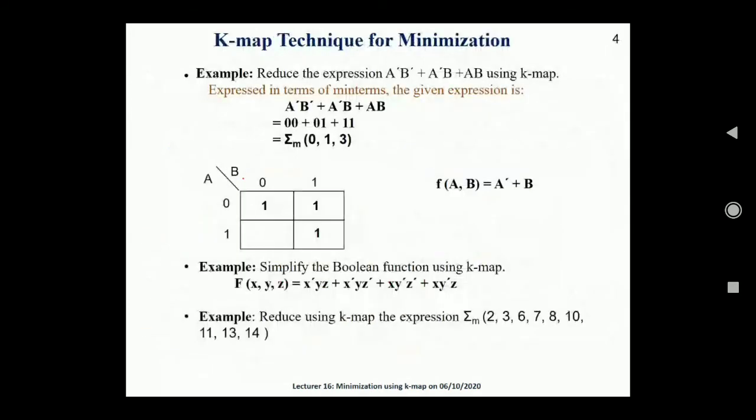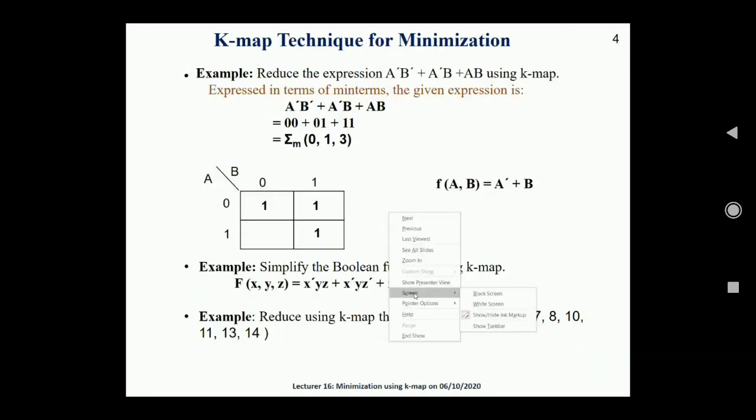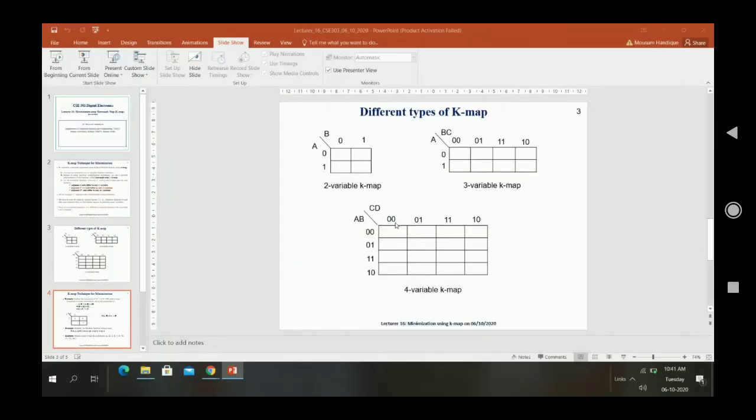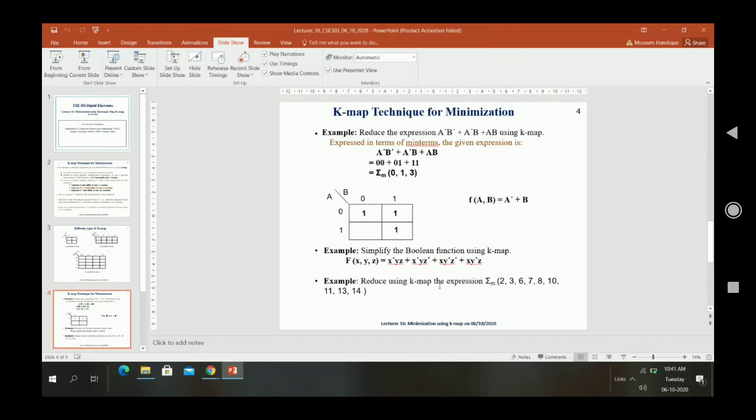Okay, are you getting it? Yes, sir. Okay, and you can easily do this one. This one is also very simple. Just a minute. You can try the second example. We have time. You can try this one. The second example: reduce using KMF the expression 2, 3, 6, 7, 8, 10, 11, 13, 14. You can try and tell me the final answer fast.